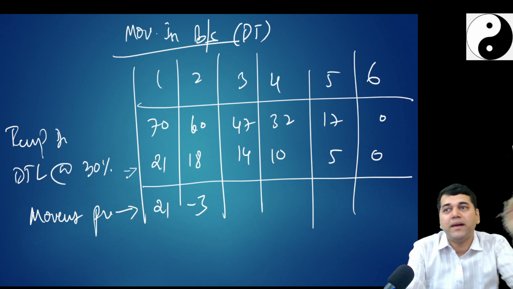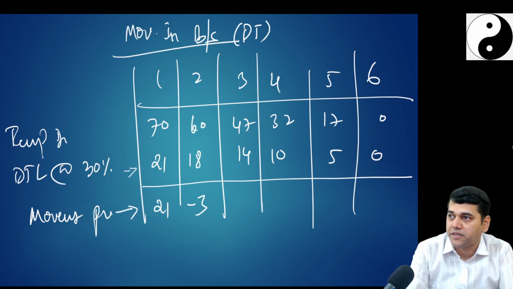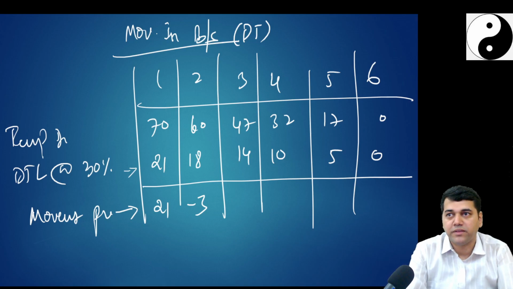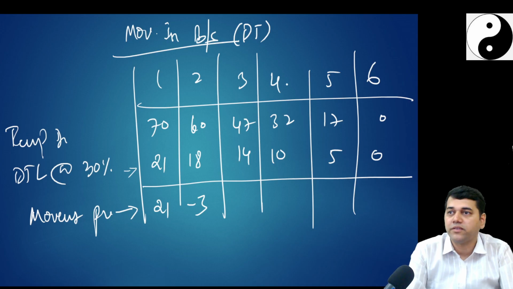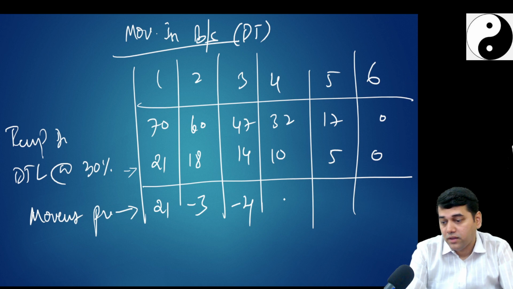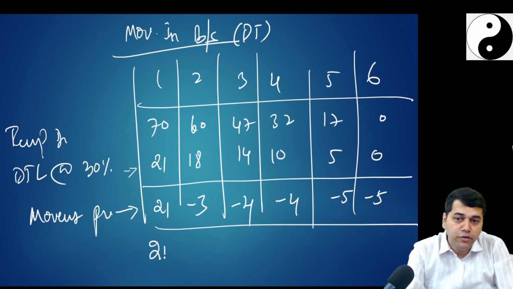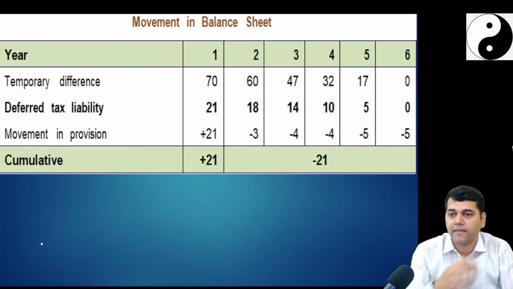This is what is appearing in the balance sheet. So the difference between your opening liability and the closing liability, if the closing liability is going to increase, that much expense you are going to claim, expense. If it is decreased, you will charge it as an income. It's called a reversal. Third year, minus 4, minus 4, minus 5, minus 5. So today, on day 1, you recognize plus 21 as a deferred tax liability, which is going to cumulatively get reversed in the subsequent years. Are you clear, students?